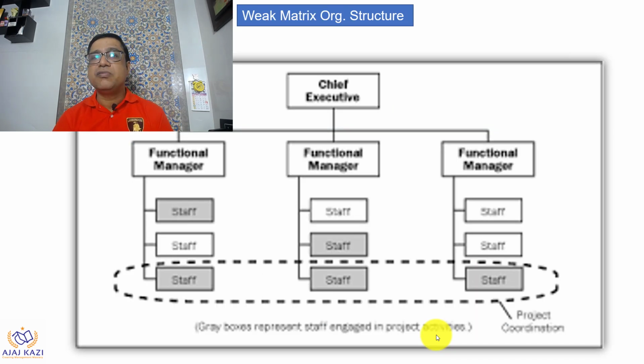The next one is a weak matrix organization structure. Here everything remains the same as we have seen in functional organization structure. Here the project coordination happens at the staff level. The staff are designated and report to those functional managers, and the coordination happens at that level. So they report to the individual functional managers, and project coordination happens amongst them. So this is a weak matrix organization structure.